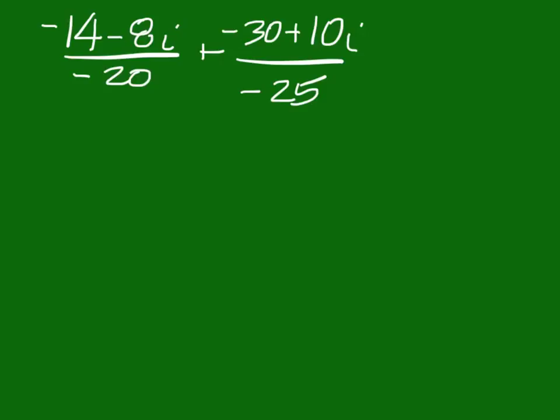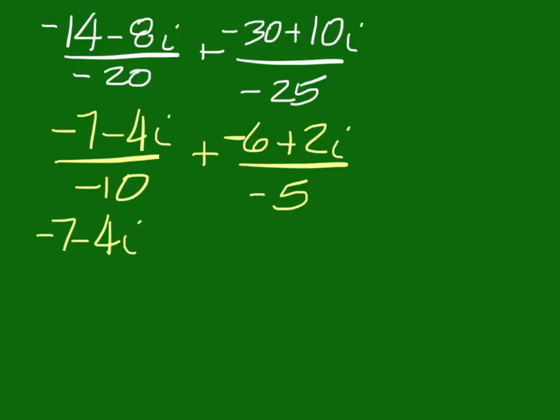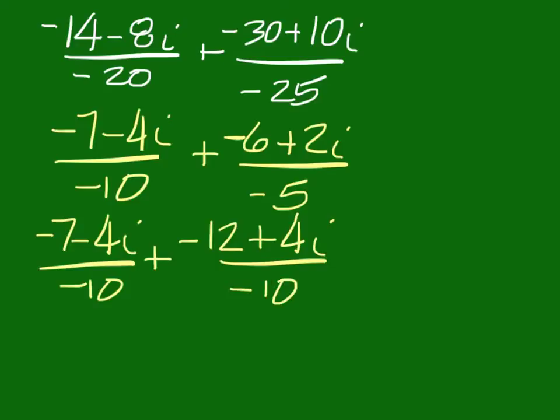Alright, so let's see if we can reduce a little bit and see if that helps first before we do the actual addition. On this side, if you chop them all in half, you have a negative 7 minus 4i over a negative 10. And then on this side, you can take out a 5 and get a negative 6 plus 2i over a negative 5. So we could make the denominator a negative 10, which means this one would stay the same. And on this side, if I multiply by 2, I get a negative 12 plus 4i over a negative 10.